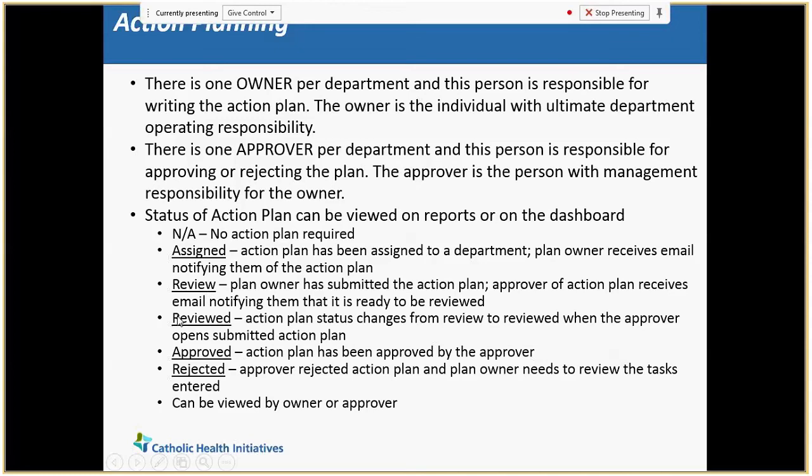Once the approver has opened the plan and looked at it for the first time, it changes to reviewed status, meaning they have opened it. And then they would either approve or reject it, and it would change to one of those respective statuses.